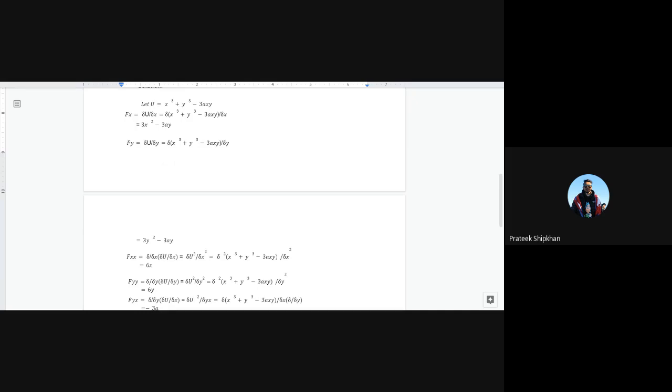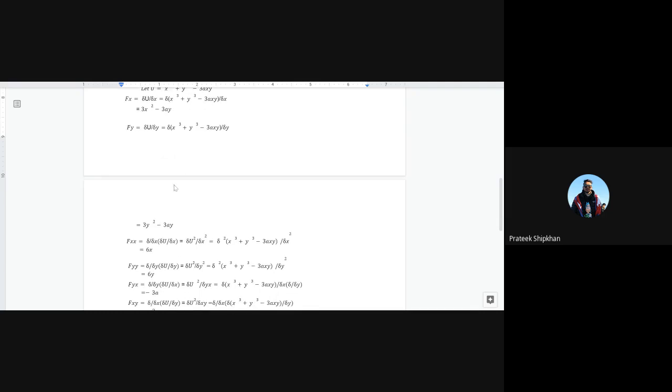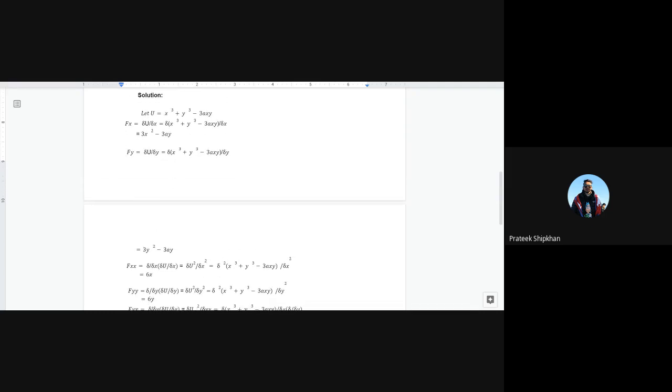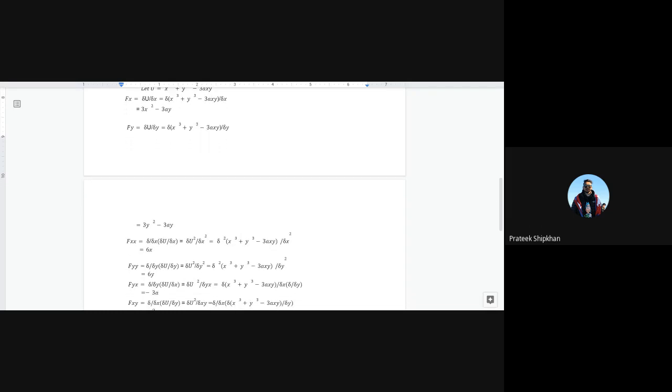Similarly for delta u by delta y, differentiating u partially with respect to y, we keep x constant which remains as it is, and we solve for variable term y, we get 3y square minus 3ax. Now, we have already learned how to take the partial derivative of u with respect to x and y. Let's see how to take the higher order partial derivative for the same question.